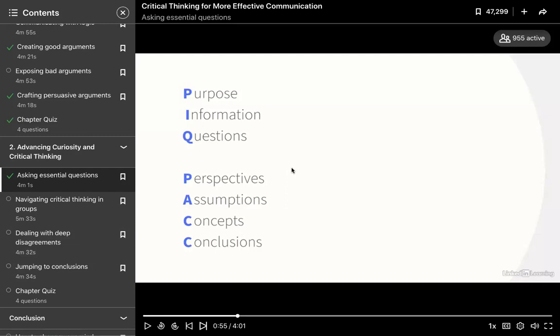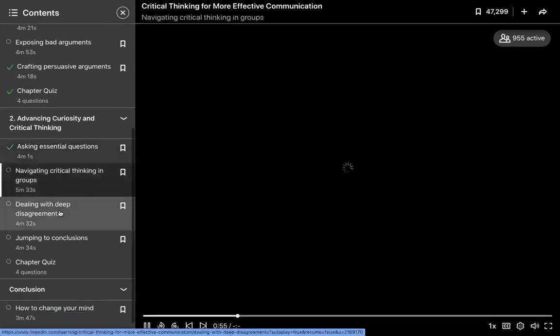What we're going to learn before I give you the break time is how to navigate critical thinking in groups. After the break time, I'm going to put you in different breakout rooms, and you can elaborate and elicit different ideas from different friends.